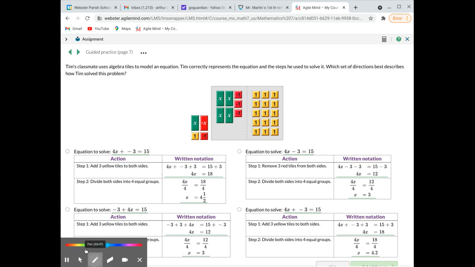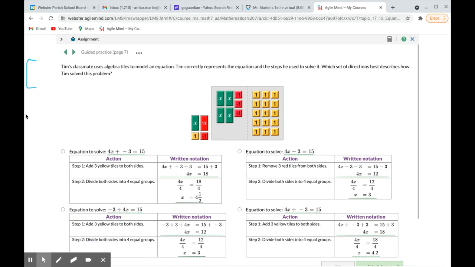We start right here at the top. Tim's classmate uses algebra tiles to model an equation. Tim correctly represents this equation and the steps he uses to solve it. Which set of directions best describes how Tim solved this problem?